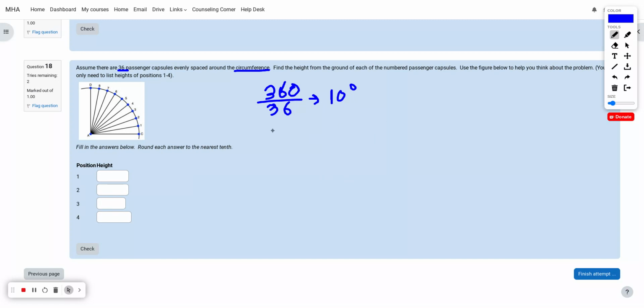Now for position 1, here's what you're going to do. We're going to want to find the sine of each of these angles. So we want to find angle 1.